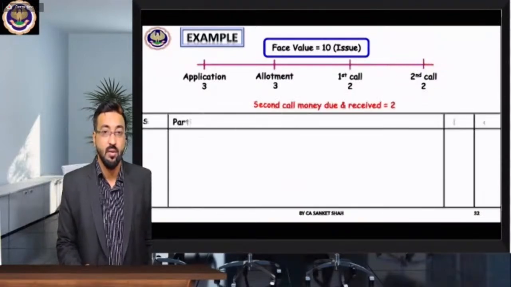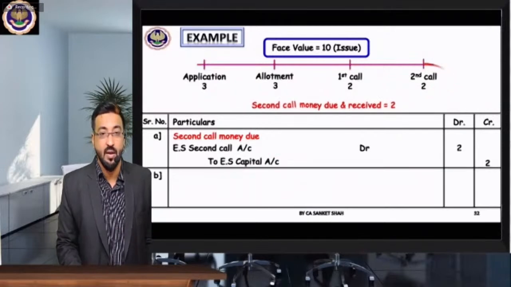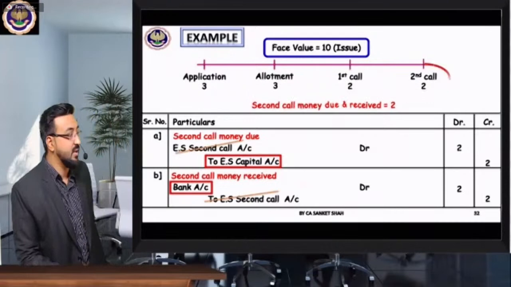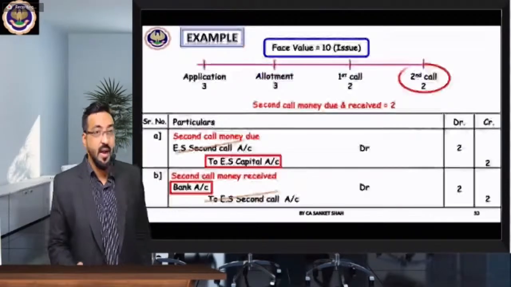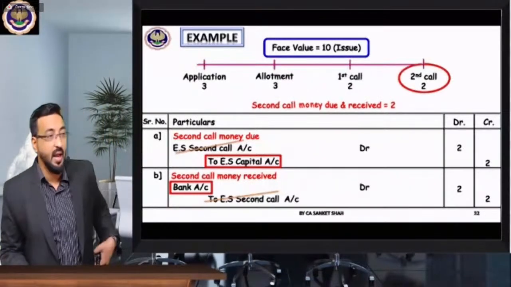Second call: equity share second call account debit to equity share capital, and bank account debit to second call. So second call will get cancelled, and bank on the asset side and equity share capital on the equity and liability side.